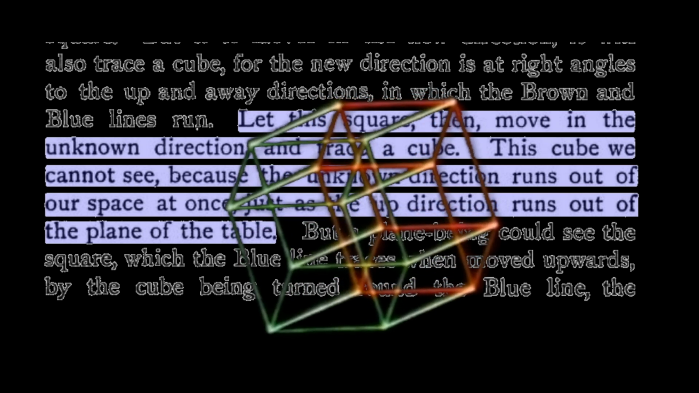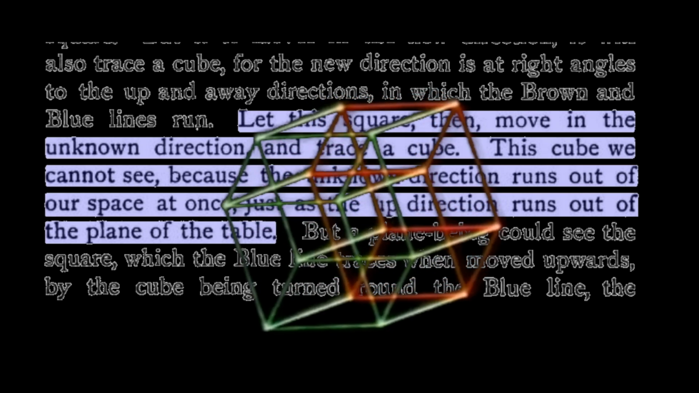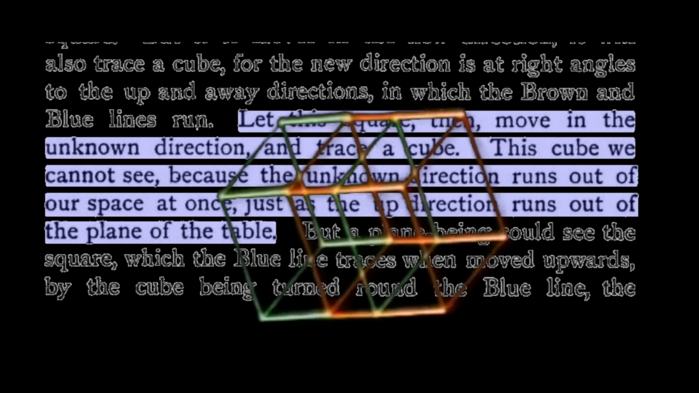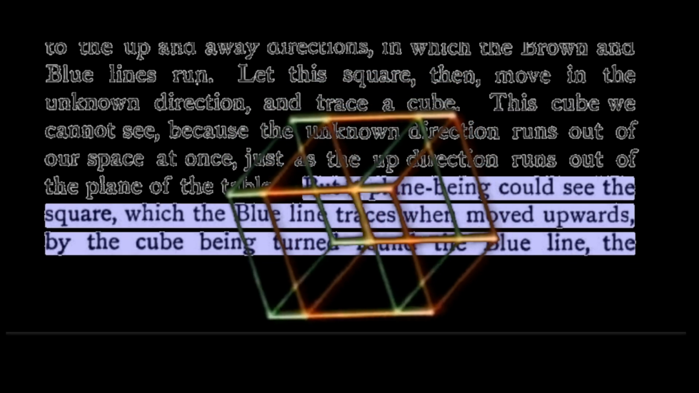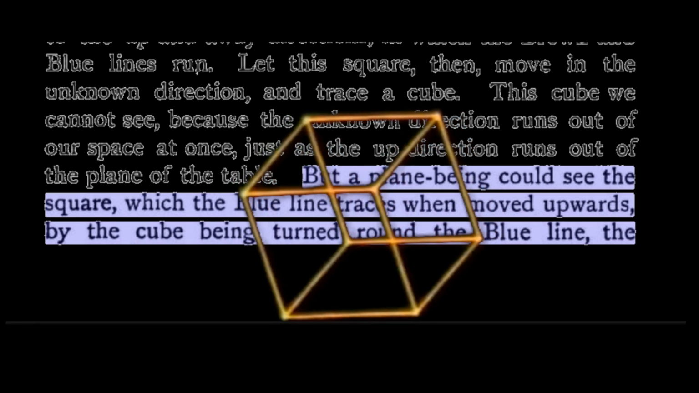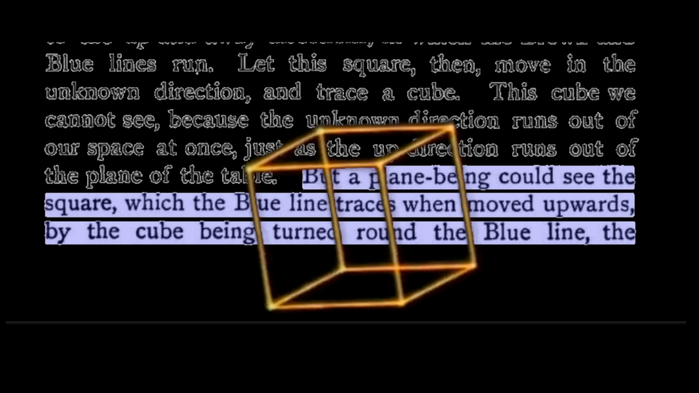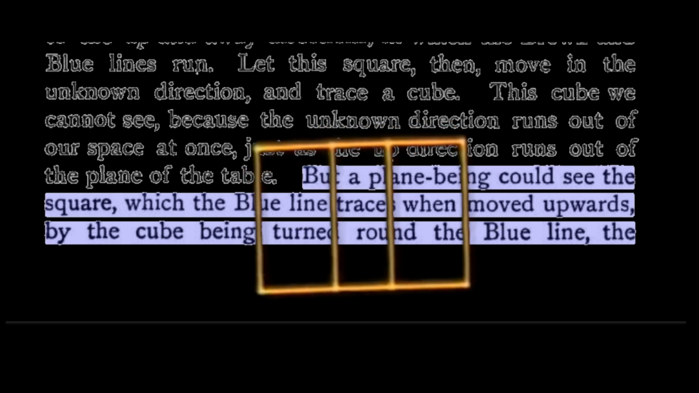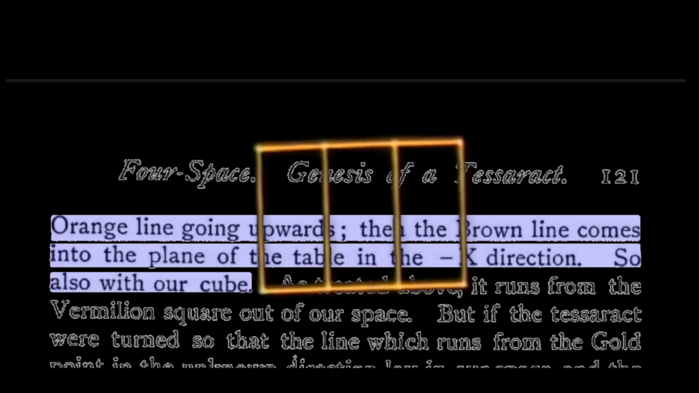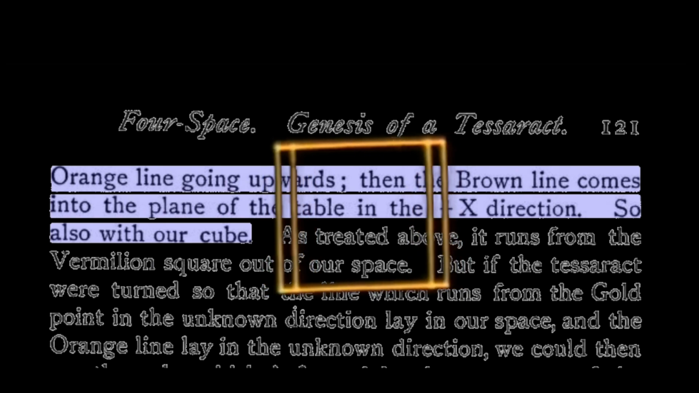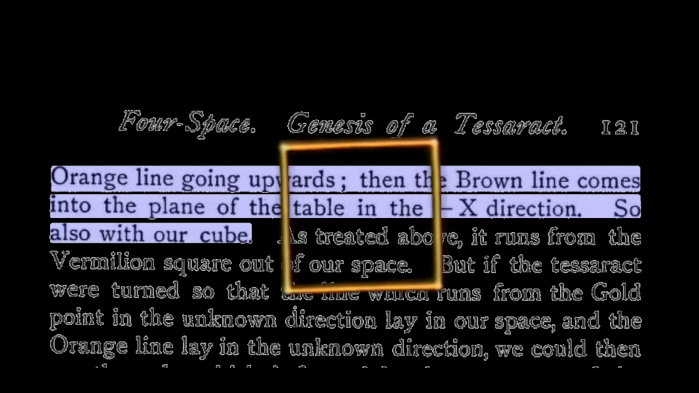This cube we cannot see, because the unknown direction runs out of our space at once, just as the up direction runs out of the plane of the table. But a plane being could see the square, which the blue line traces when moved upwards, by the cube being turned round the blue line, the orange line going upwards. Then the brown line comes into the plane of the table in the x direction.